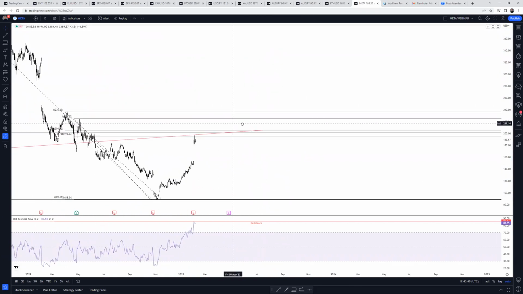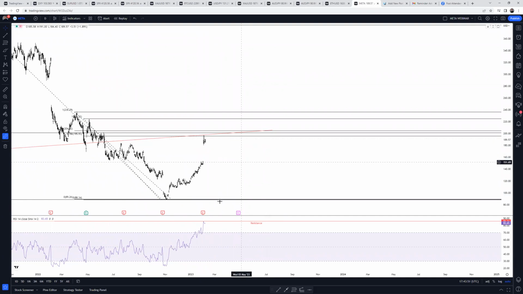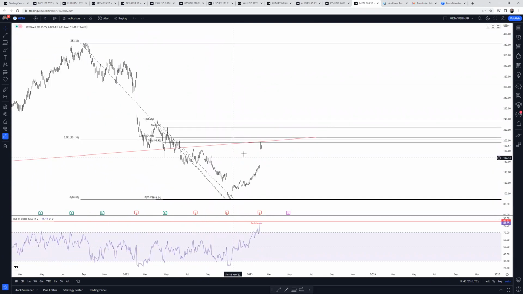And time will tell whether this area holds. But we do have a lot working against this. And look, if we do cross into this gap here, below here, there's little stopping. There is a bit of support, resistance turned support here to be aware of, but we could potentially head lower on Meta.